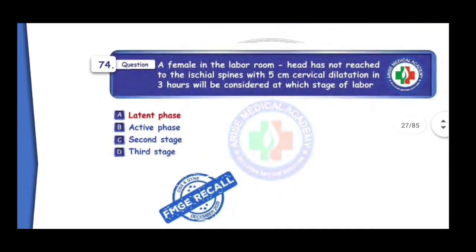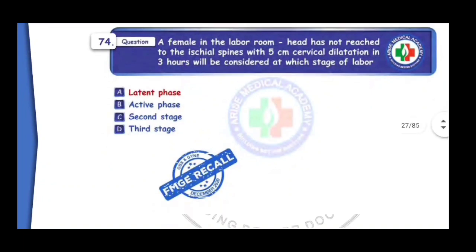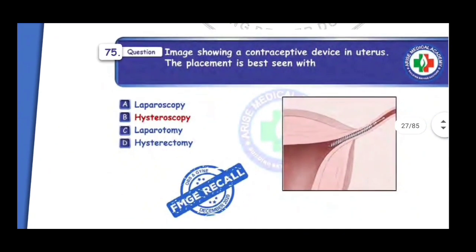Next one, a female in the labor room, head has not reached the ischial spine, with 5 cm cervical dilation in 3 hours, will be considered at which stage of labor? So correct answer here is A, latent phase. Image showing a contraceptive device in the uterus. The placement is best seen with hysteroscopy.